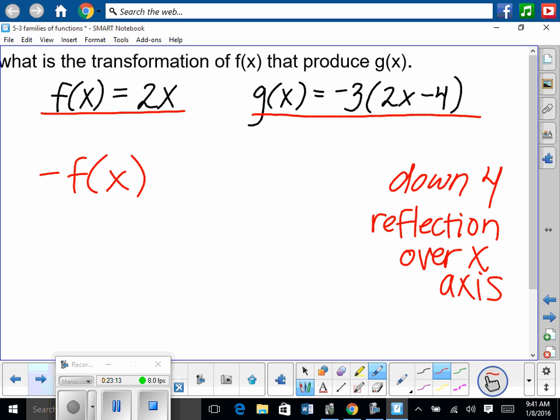Sorry, that's why these ones are so hard. So the negative flipped it. You can't consider the negative. That's what's flipping. Does that make sense? Okay. So you can't consider that in the stretch. You always look at the absolute value of that. So 3 is greater than 1, so it's a stretch of 3. Is everybody good with that? So negative in front, we'll flip it over the x-axis.